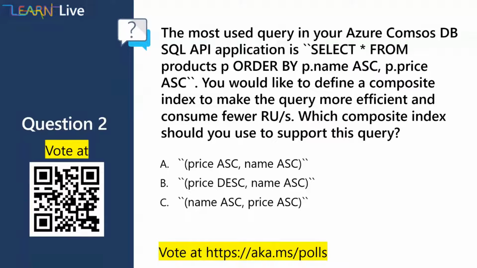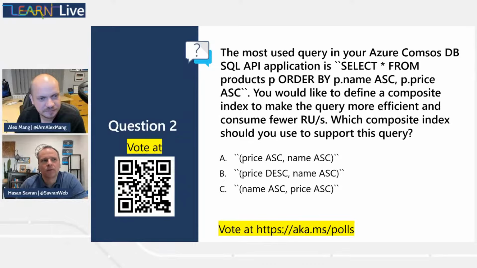Want to take this question maybe? Sure. The question is, the most used query in your Azure Cosmos DB SQL API application is SELECT * FROM products ORDER BY name, price. You would like to define a composite index to make the query more efficient and consume fewer request units. Which composite index should you use to support this query?